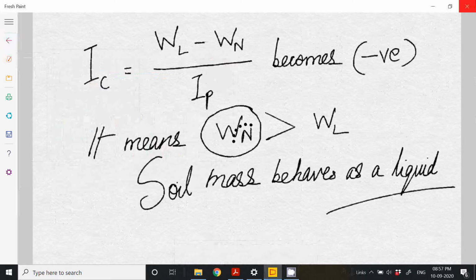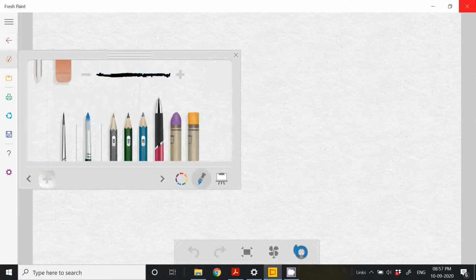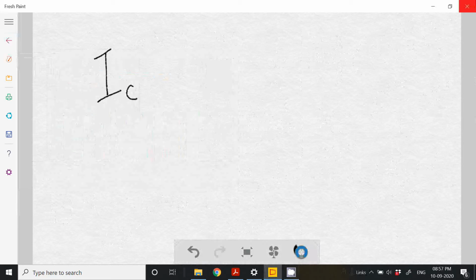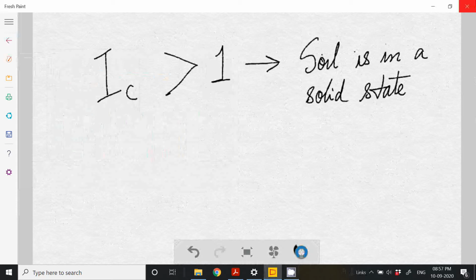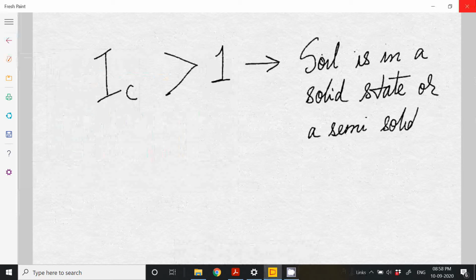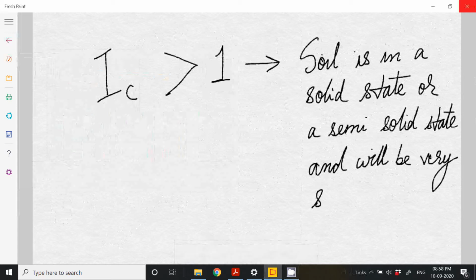So you have to see one point, which is that if IC is greater than 1, it implies soil is in a solid state or a semi-solid state, and will be very stiff or hard.